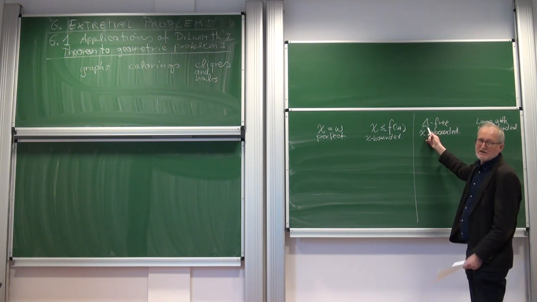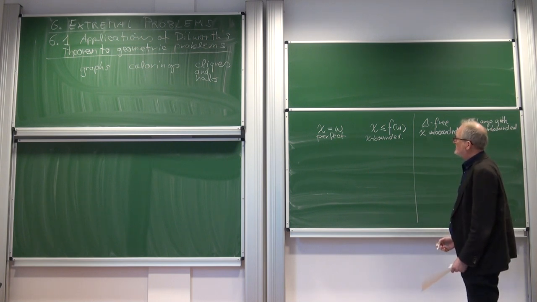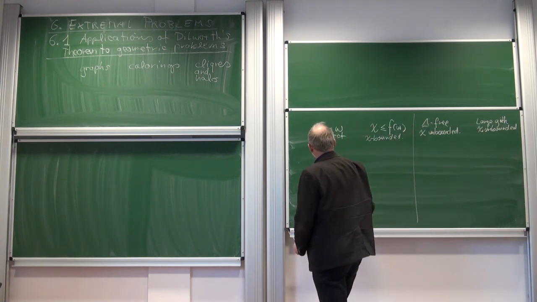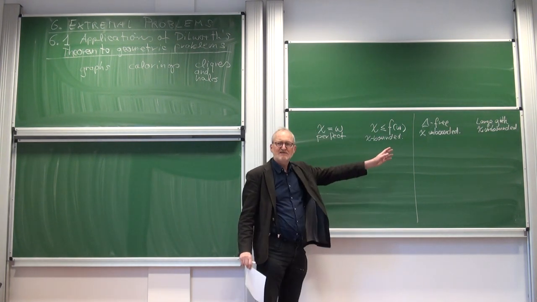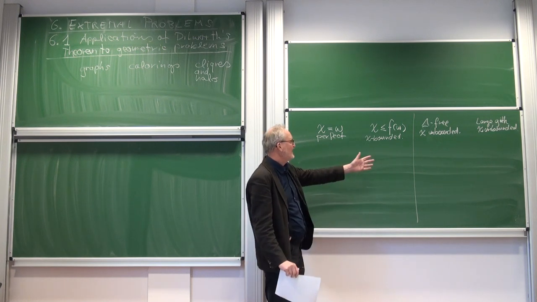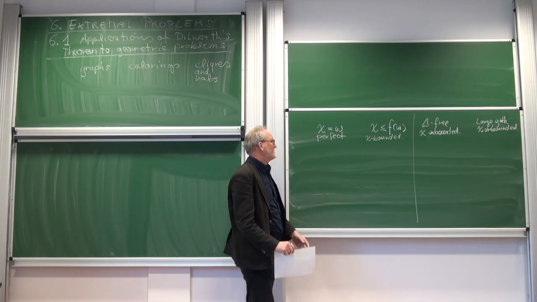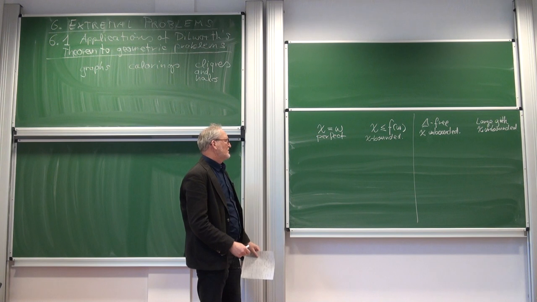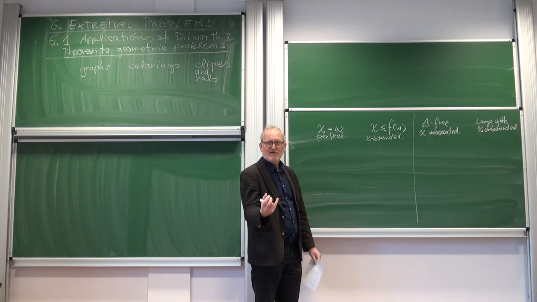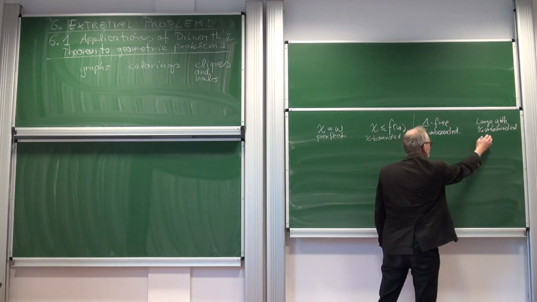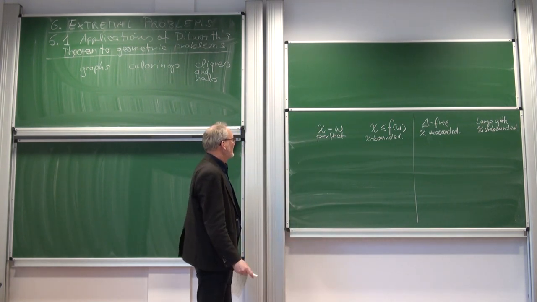You can forbid triangles and four cycles and whatever, and still you get this. So it's not really a hierarchy of classes of graphs, because there's a twist. These two properties should hold for every graph in the class, and here you have some existential quantifier saying that in the graph you find something which goes this way.